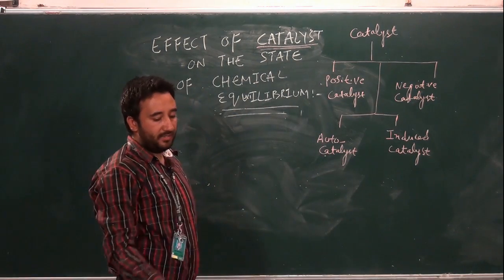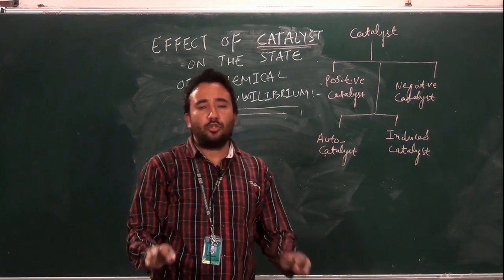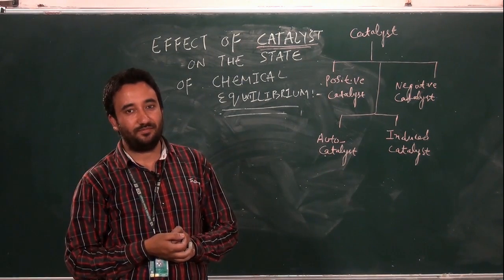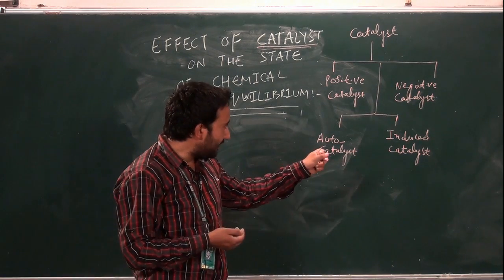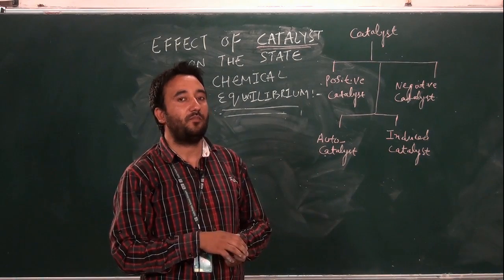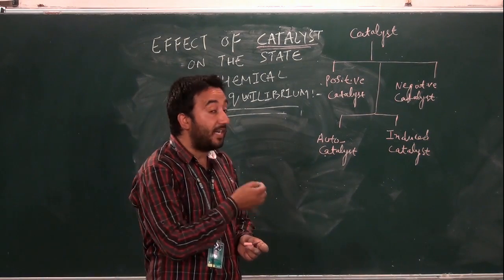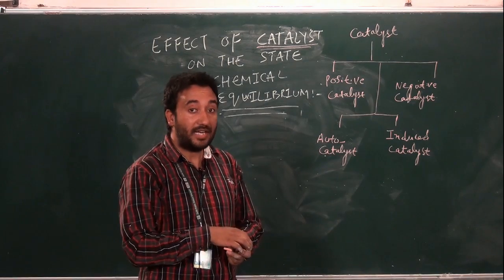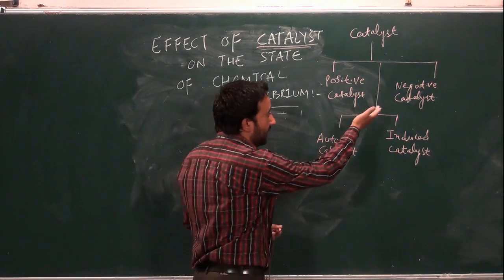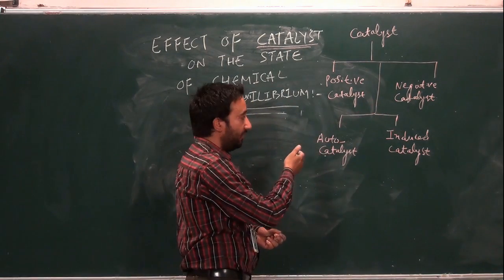Now, what are positive catalysts? Positive catalysts are those catalysts which increase the rate of reaction. Negative catalysts are those catalysts which decrease the rate of reaction. I repeat, positive catalysts are those catalysts which increase the rate of reaction. Negative catalysts are those catalysts which decrease the rate of reaction.